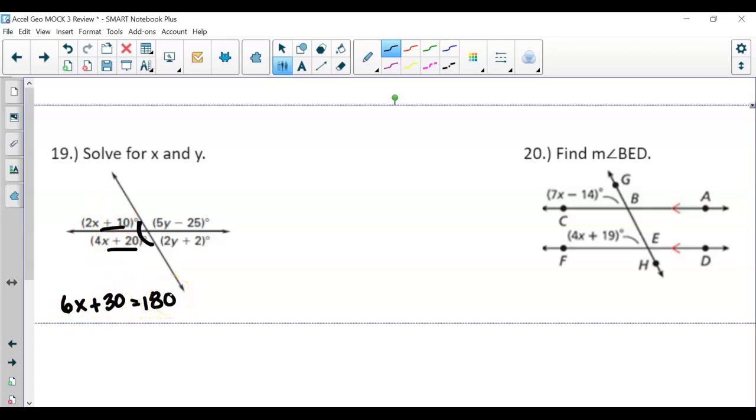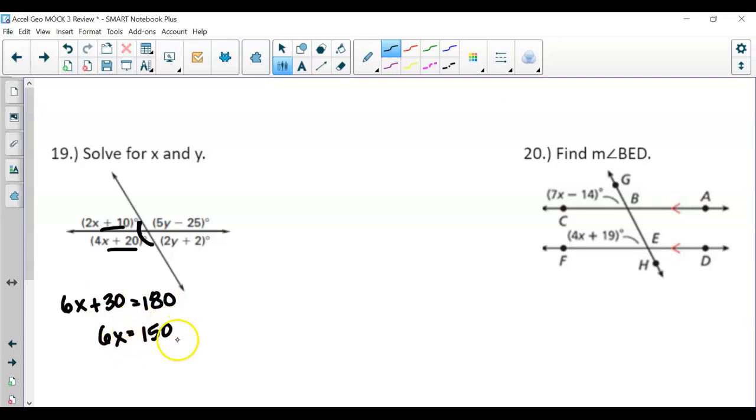Now notice we're just solving a two-step here, right? And solving for x. So subtract 30, 6x is equal to 150. So now when you divide by 6, you should get 25. So same thing here. Are we going to set them equal to each other? No, they're not vertical. They're side by side, linear pair. They add up to 180.